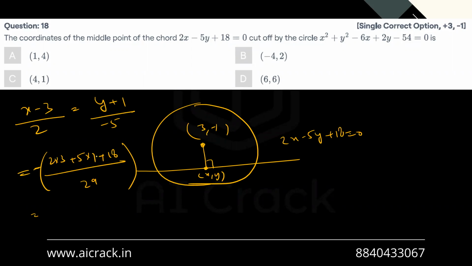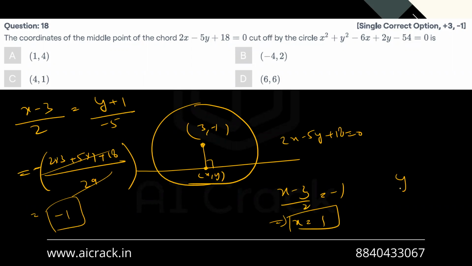So this is 6 plus 5 is 11, 11 plus 18 is 29, so this cancels off, this becomes minus 1. So we've got (x minus 3) by 2 equals minus 1. That gives me x equals 1 over here, and y plus 1 equals 5. So y equals 4 over here. So we've got A as the correct answer.